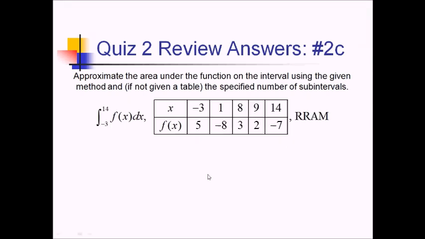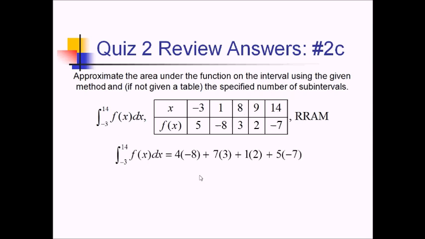On this problem, I'm trying to approximate the area under the f function, whose values are given in this table, using RRAM. So I'm going to be doing some rectangles here. The first rectangle, going from -3 to 1, has a base of 4, and since this is RRAM, we're going to use the rightmost endpoint of -8. So we've got 4 times -8 for the first interval, and then our next rectangle going from 1 to 8, that's a base of 7 times a height of 3. After that, we have a base of 1 times a height of 2, and after that, we have a base of 5 from 9 to 14 times the rightmost height of -7.